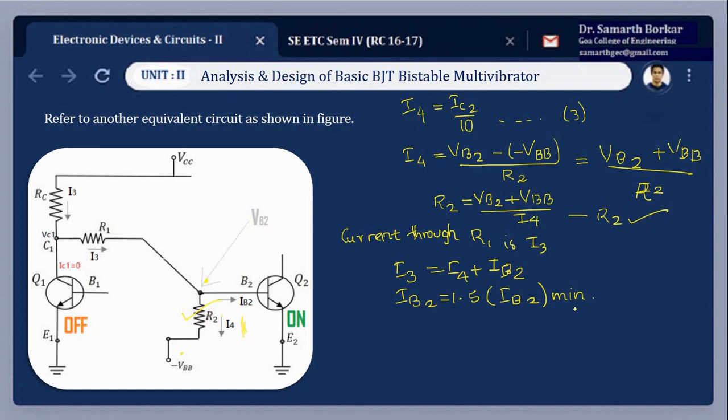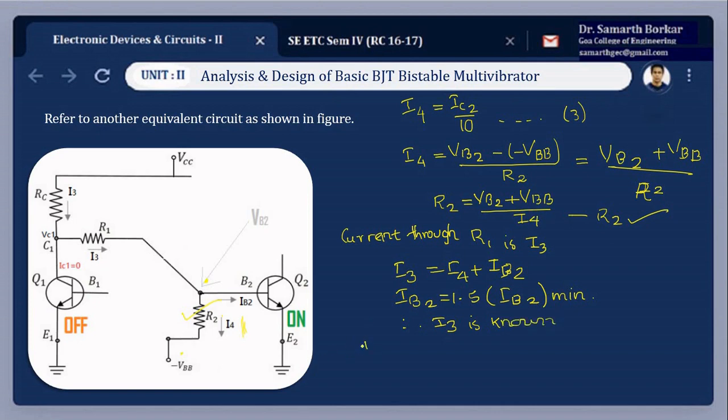IB2 minimum is a value that has been derived using HFE minimum. So this is the minimum current which is required to drive the transistor to on condition, because a transistor is a current control device. Practically we have to calculate the value of IB2 and compare it with IB2 minimum. If the actual current going into the base of the transistor is greater than IB2 minimum, we say that the transistor is driven into on condition or saturation. So from this, I3 is known.